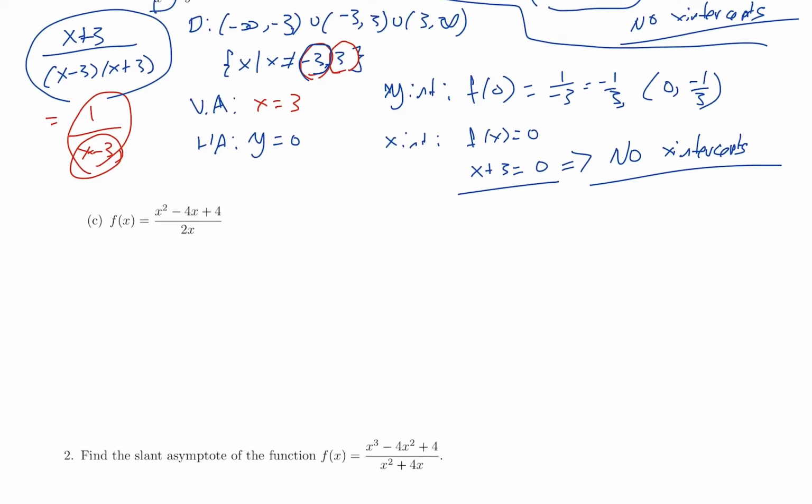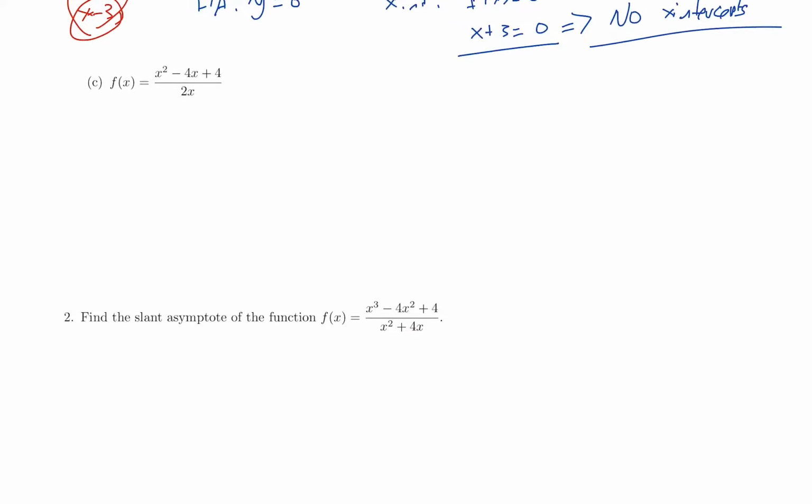So let's look at part C. Again, try to factor if possible. We have (x minus 2) squared over 2x. Let's find the domain first. For domain, we just cannot have 0. So negative infinity to 0, union 0 to positive infinity. And in set notation, x such that x cannot equal 0. So that's the domain.